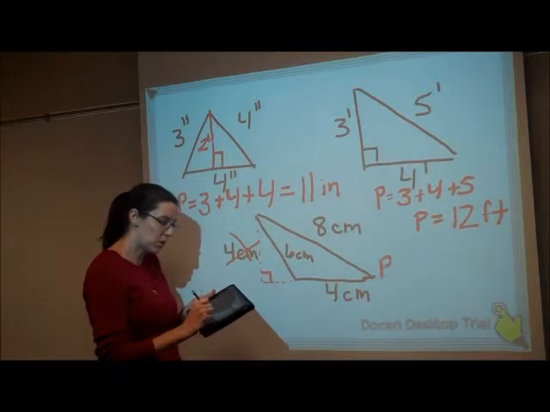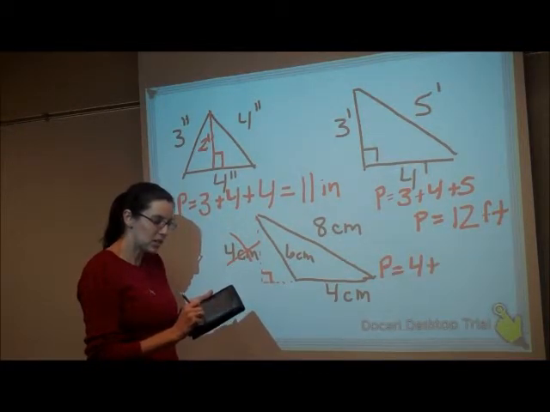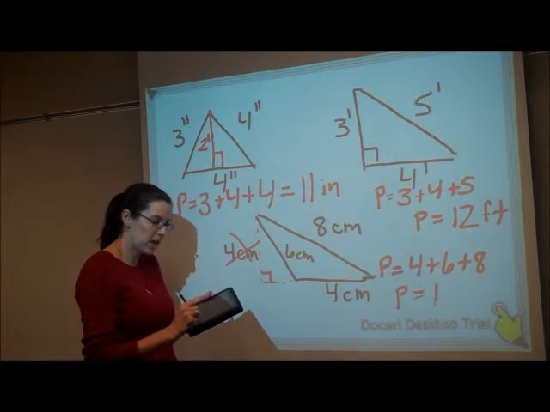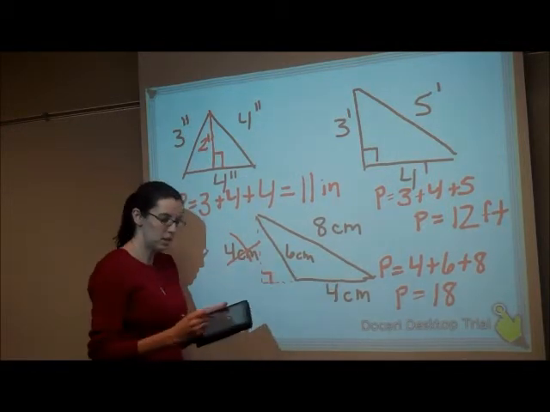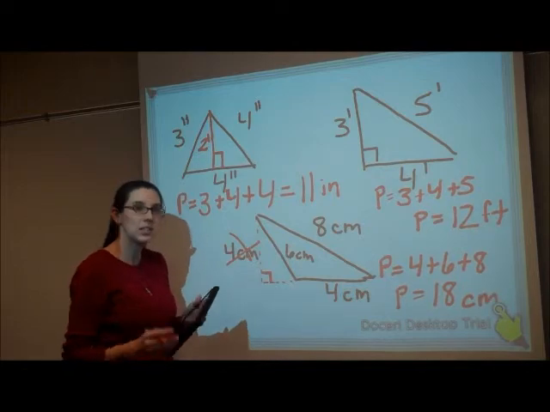So for this one, the perimeter would be 4 plus 6 plus 8, which would give us 18. And this one is measured in centimeters.